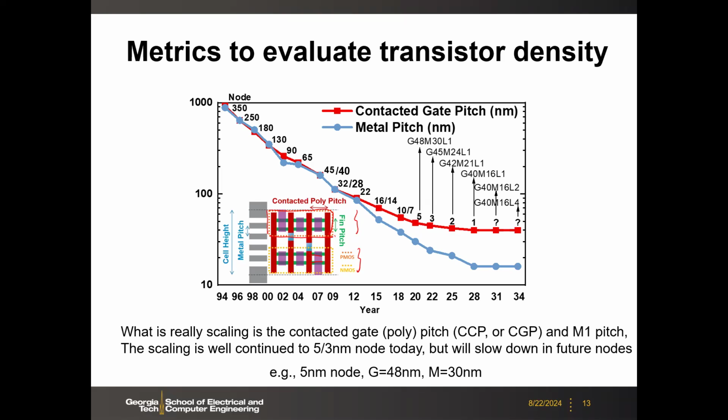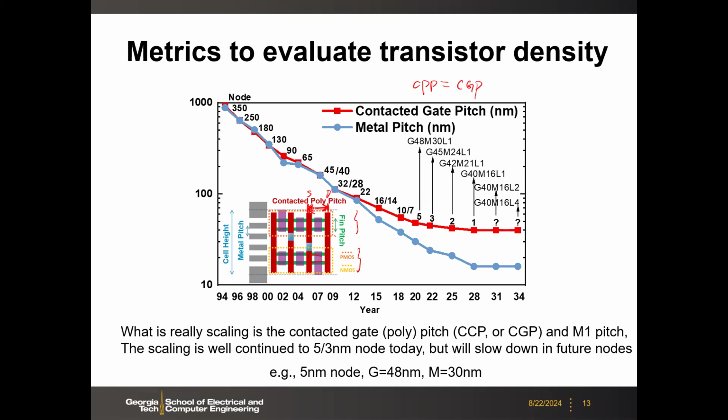So for the standard cell, what matters is this contact poly pitch or contact gate pitch. This is the distance from the middle of the source contact to the middle of the drain contact. That is the contact poly pitch. It's called poly because the gate used to be polysilicon, but nowadays as we switch to metal gate, sometimes people call it contact gate pitch. It is the same thing. CPP equals CGP. So that is the horizontal dimension indicator.